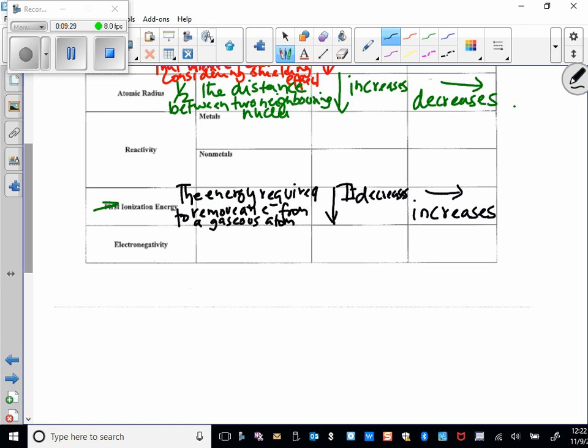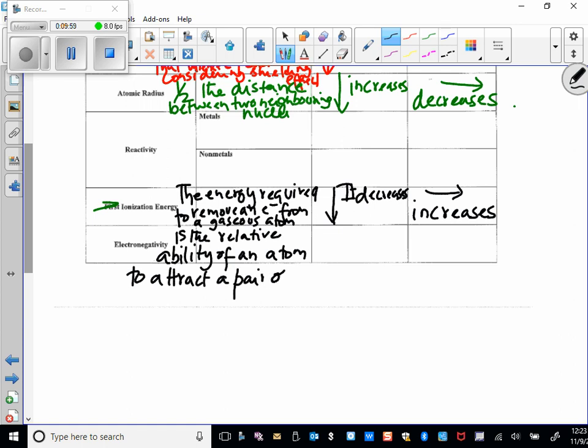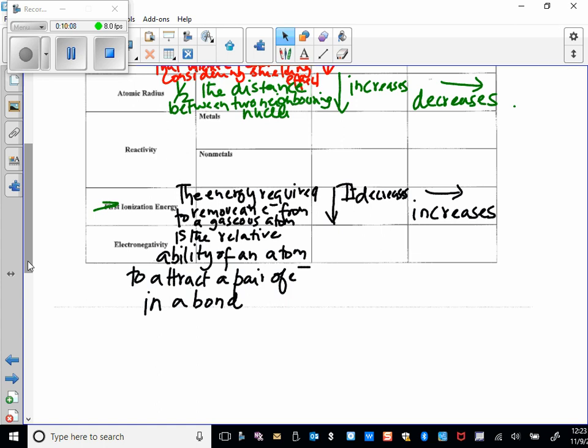Oh, it just says electronegativity and it doesn't tell you what it is. Okay? I will tell you what it is. Electronegativity is the relative ability of an atom to attract a pair of electrons in a bond. In a bond. So what does that mean? What is the difference between ionization energy and electronegativity?